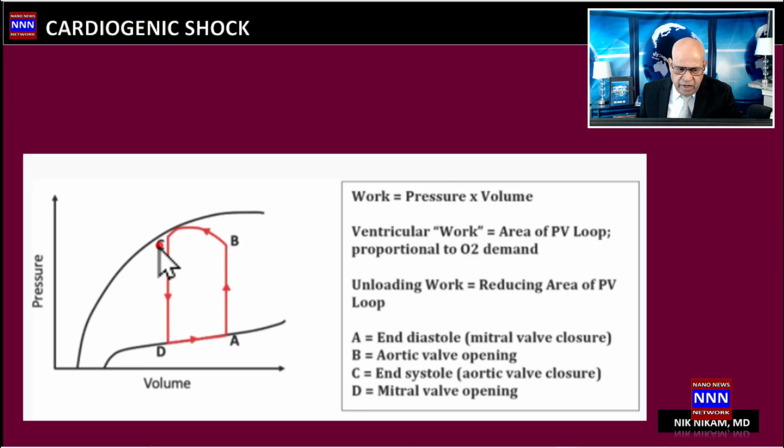And as the isovolemic relaxation takes place, the pressure slowly comes down, and when it reaches point D, when the left ventricular pressure drops below that of the left atrium, we have the mitral valve opening. And this is how the pressure volume loop looks in a normal condition. Keep this in mind. All these points are important, at least for the board exams.